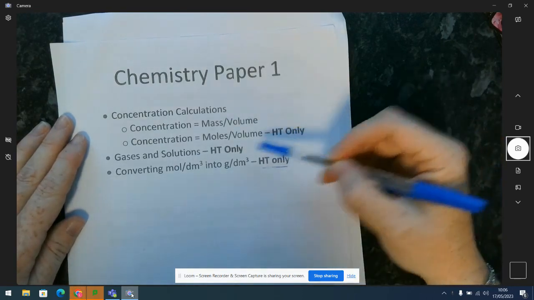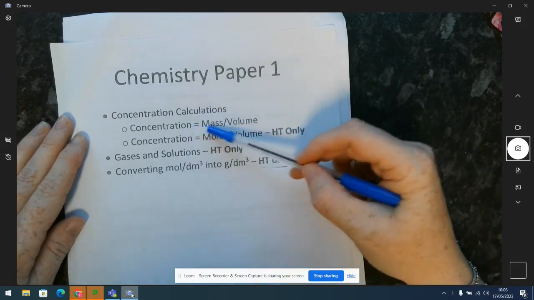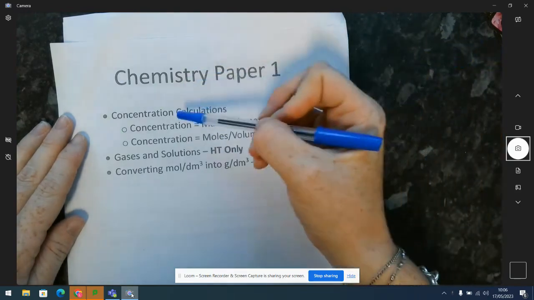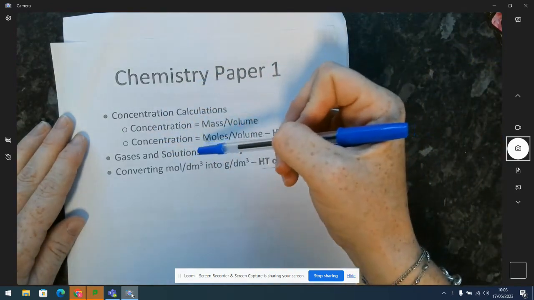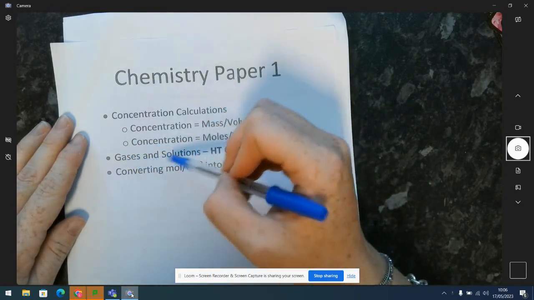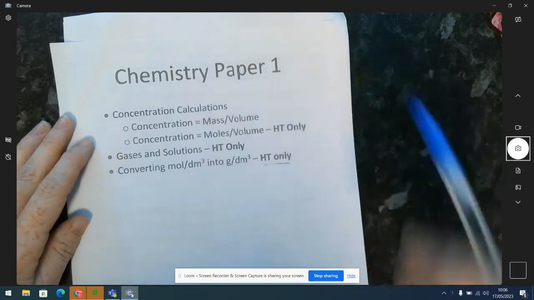What concentration is, and how to do a conversion if you have to. What I'm hoping you notice is it's primarily higher tier only content, but there is a little bit where the foundation tier students also need to know about it. So we're going to look at concentration calculations, and also at gases and how to do the calculation that usually comes up with gases, and then we're going to do some examples of those as well.